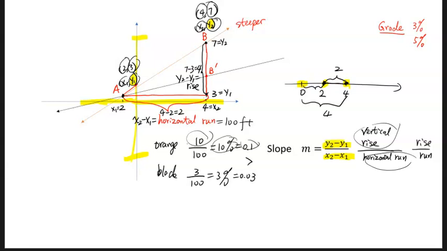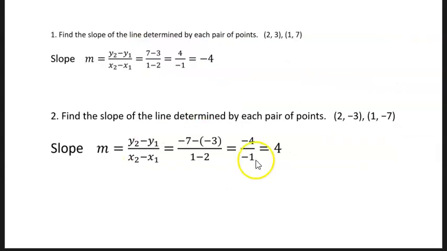Now we're going to apply the formula to solve for the slope. Here I have two examples. In the first example, we're given the beginning point, which is 2, 3, and the end point is 1, 7. In the second example, I put some negative numbers, because it is possible, most likely, that not all numbers are going to be positive. So we're going to apply the formula.